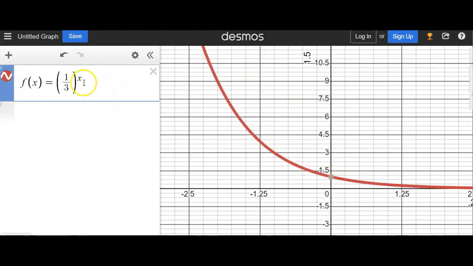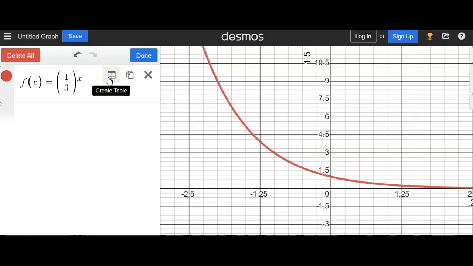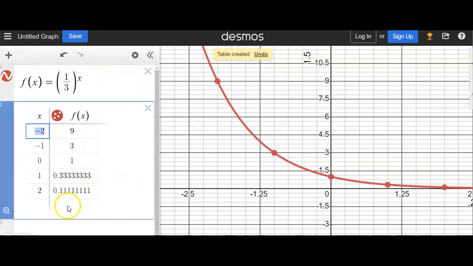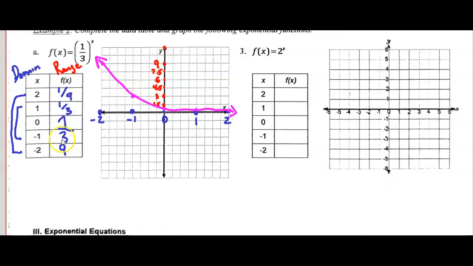Also, if you don't remember this, when you're using Desmos, if you need a table, you could just put your cursor on the equation you want, hit the little edit list, and you'll see there's a little table here. And there's the exact same thing we got over on our thing here.